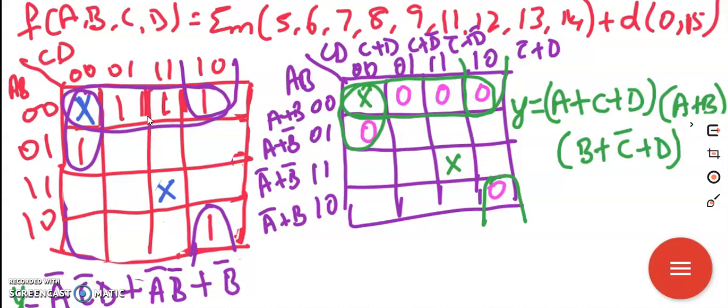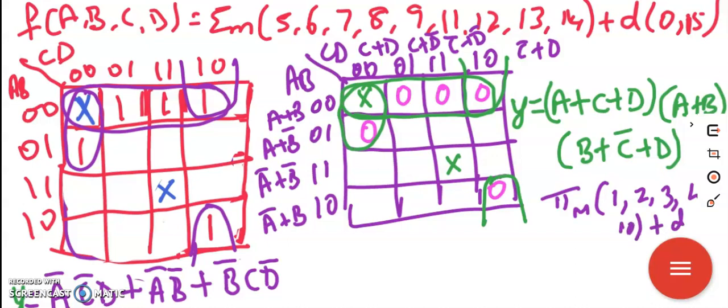B bar, which is common, C, D bar. This is the result we got. Now for the POS, this is the result. So when the problem has been given in terms of POS, not like this, the problem has been given in terms of POS, that is pi of m of 1, 2, 3, 4 and 10 plus don't care of 0, 15.